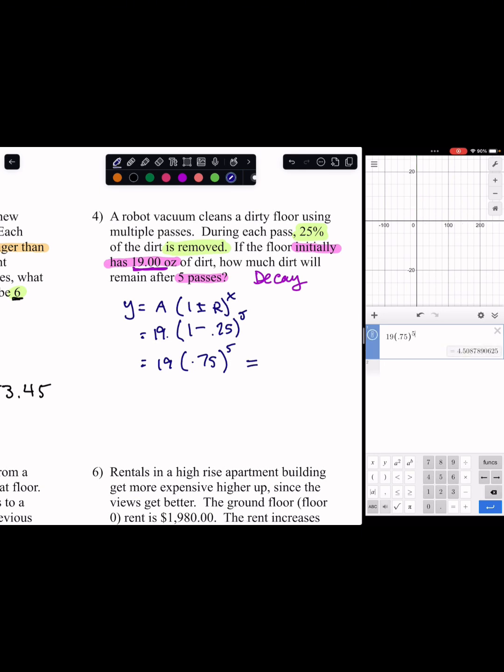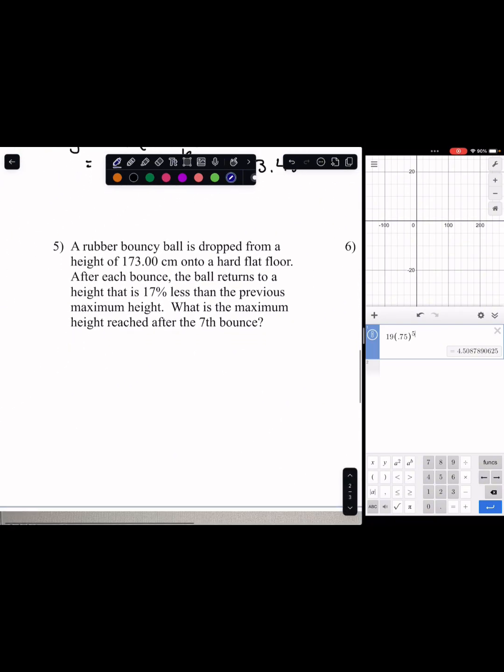And this calculation we're looking for is 4.5. Let's call that 4.51. So, man, that's not that bad. After 5 passes, it'll go from 19 ounces to 4.51 ounces because it's a decay, meaning the numbers are going down. All right, let's do 2 more, and then that'll be done. Actually, I want you to try this on your pause video right now and try number 5 on your own. And let's see what you get. And go.